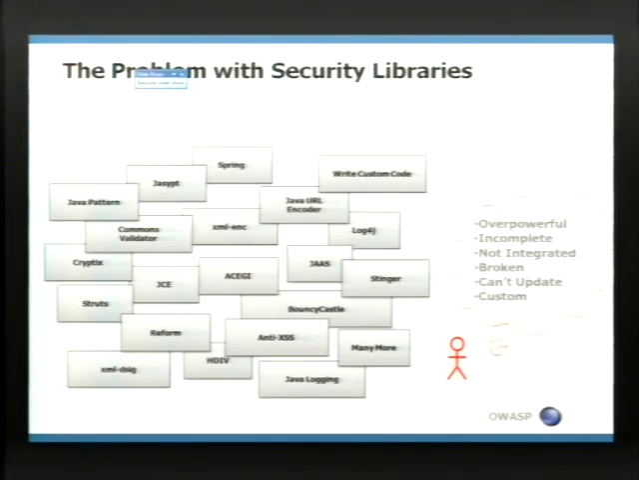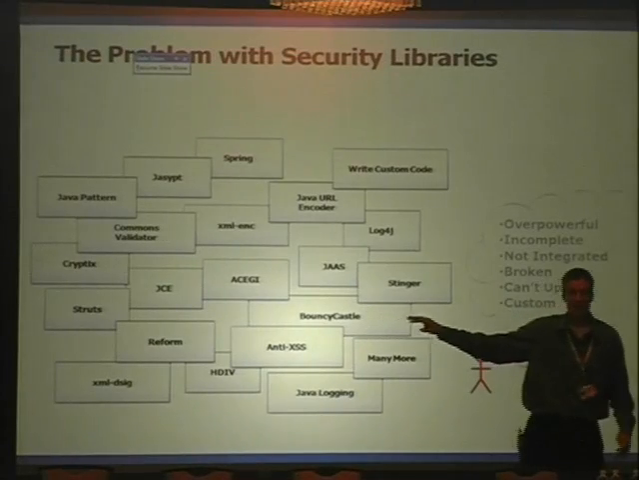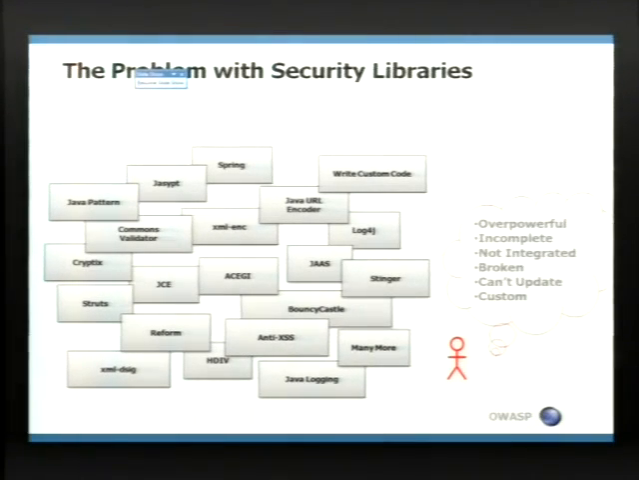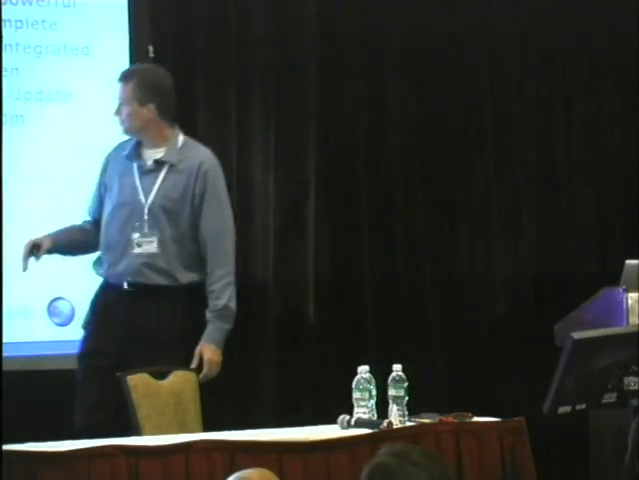So we want to isolate all that complexity. In fact, I heard somebody call the JCE API "encrypted," it's so hard to use. So we want to isolate all that complexity from the developers. Most developers only need encrypt string and decrypt string. They don't need a whole bunch of super powerful, complicated crypto API. And it's the same for all these different libraries. So the libraries are overpowerful.